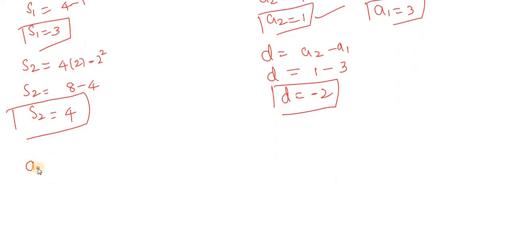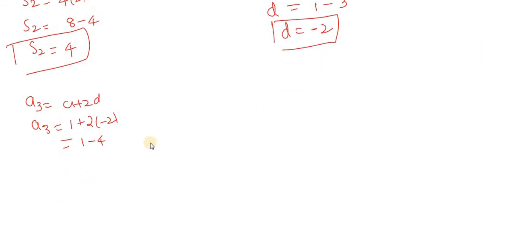A3 is equal to A plus 2D. So A3 is equal to 1 plus 2 into D, where D is minus 2, which is 1 minus 4. So A3 is equal to minus 3. Is it clear?